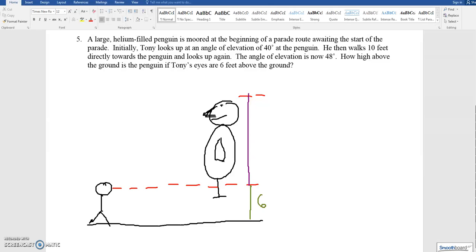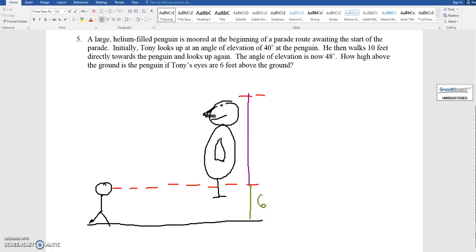Okay, our next question is a little bit more complicated. Let's pretend that we're at a parade. We see a large helium-filled penguin moored at the beginning of the parade route. And your name is Tony. You look up at the top of the penguin, and the angle of elevation is 40 degrees.